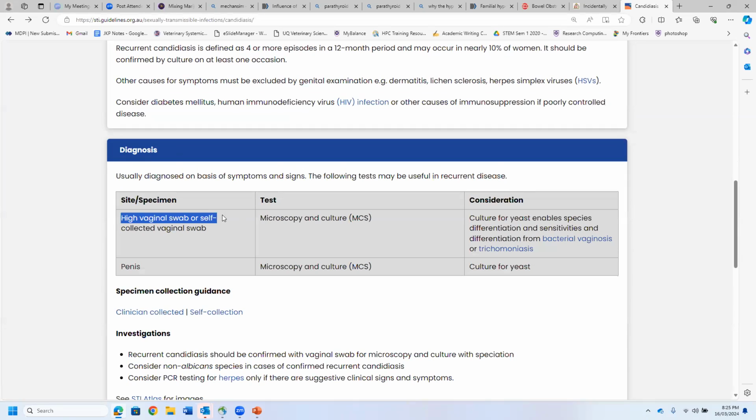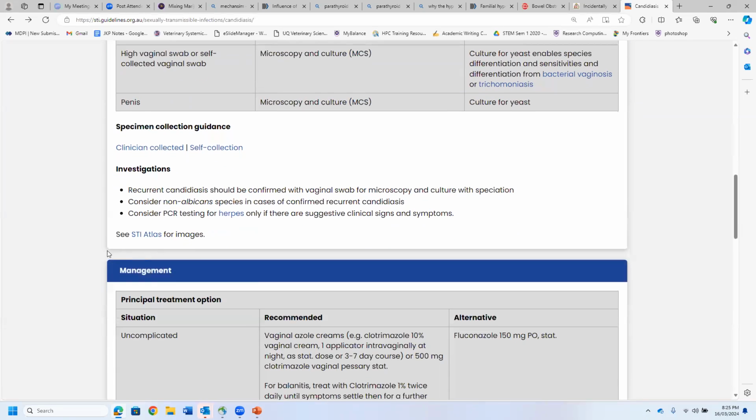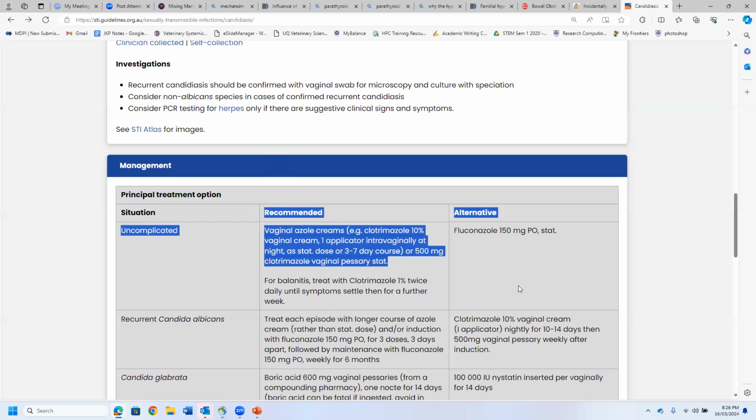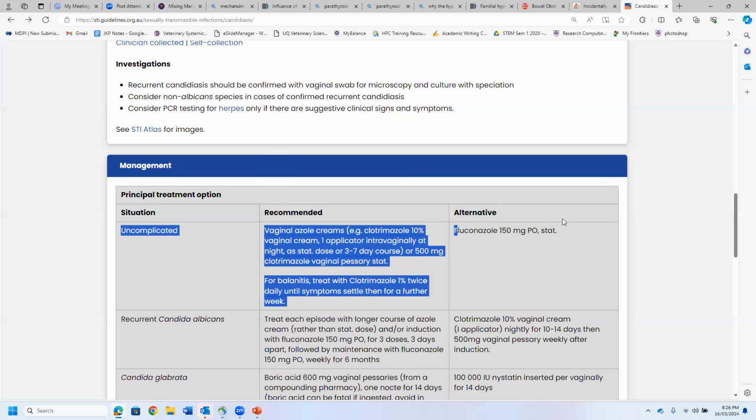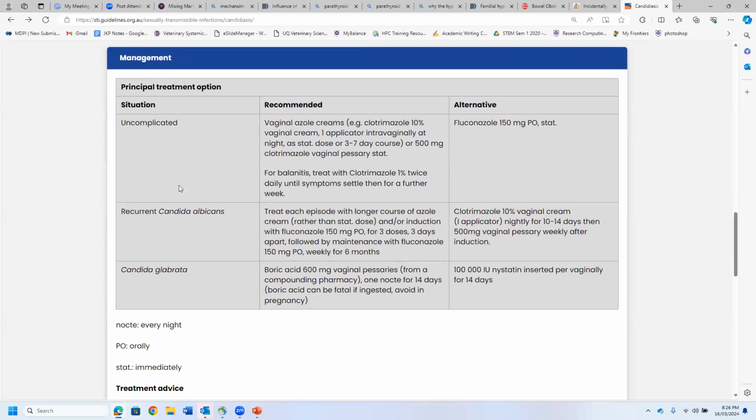Diagnosis, we do a high vaginal swab and send it for microscopy and culture. Management is that if it's uncomplicated, we just give azole cream, like clotrimazole vaginal cream, or you can just give 5 milligram of clotrimazole vaginal pessary. If a patient can't tolerate azoles for some reason, you can give fluconazole 150 milligram oral stat. That's it. But if it's a recurrent one, then you need to treat with fluconazole.